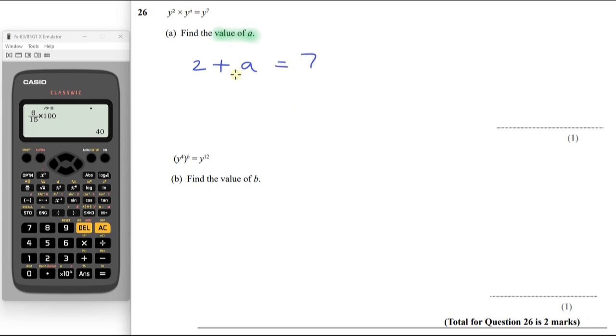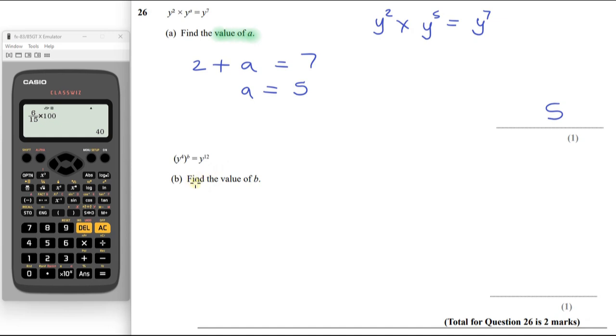So a nice little equation here. We can subtract 2 from both sides and we get a is equal to 5. And you can check this. If you wanted to substitute 5 back in, we'll have y squared times y to the power 5. And just like I said, when we multiply numbers with the same base, we just add our indices. 2 plus 5 is 7. So our answer is 5. a is going to be equal to 5.